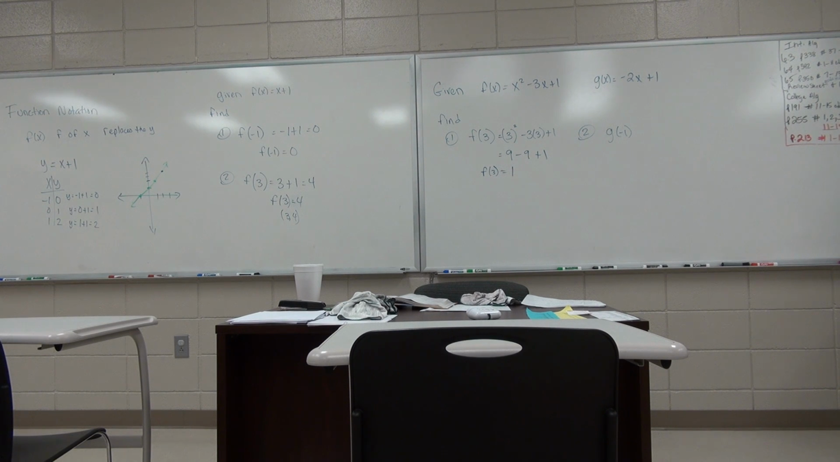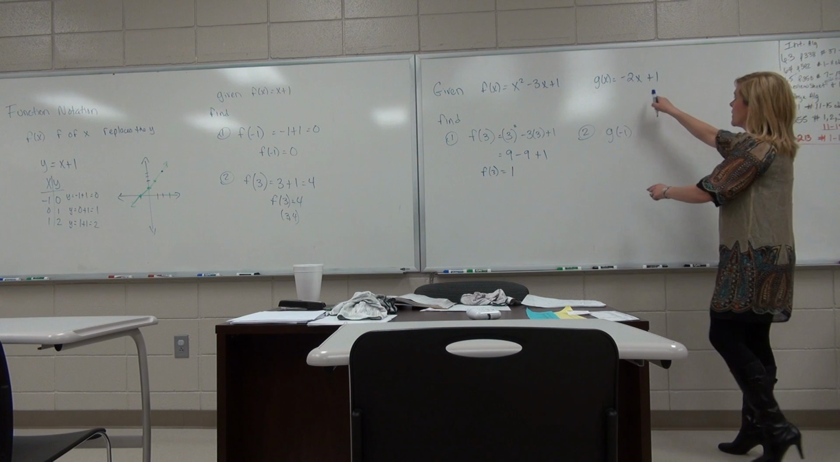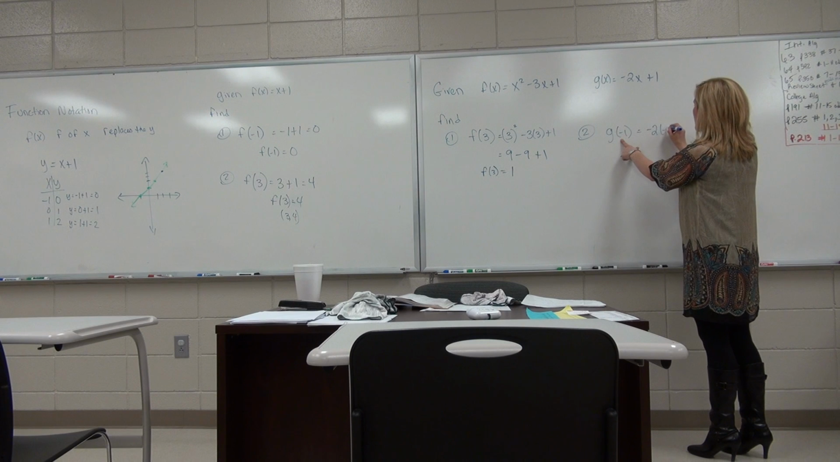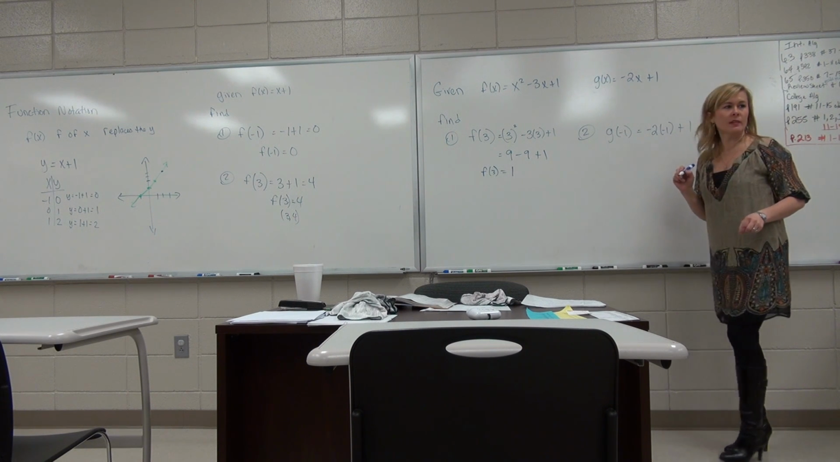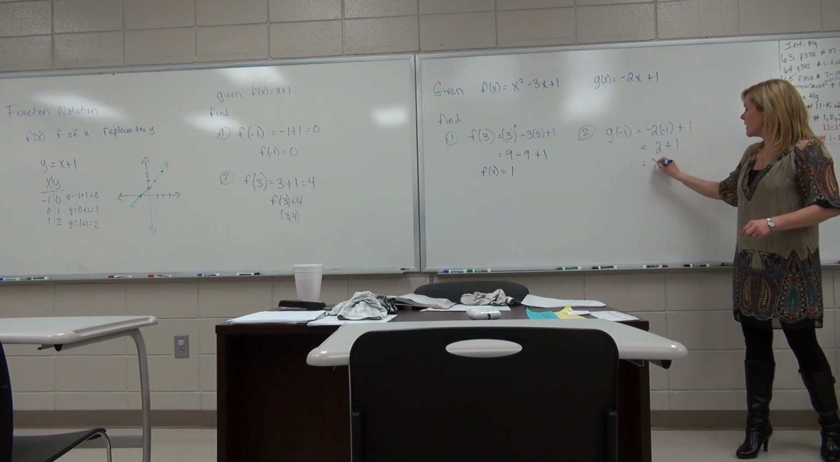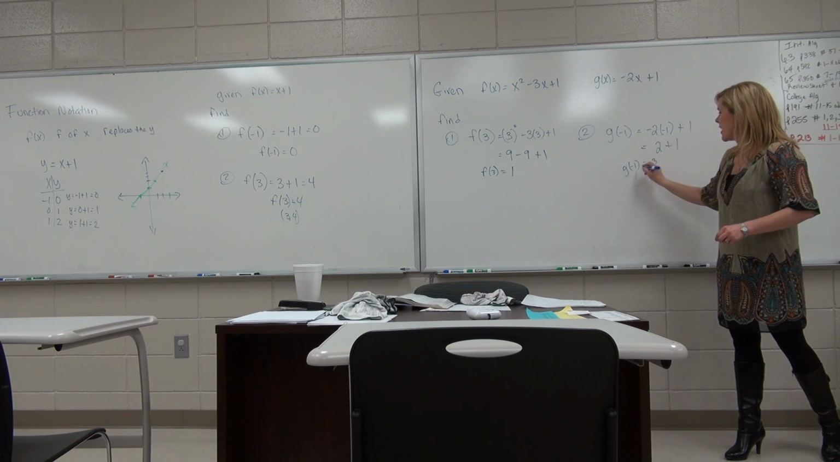Alright, we go there. Find g of negative 1. That means go to your g of x function. Where there's an x, put a negative 1. So that's going to be negative 2 times negative 1 plus 1. Well, negative 2 times negative 1 would be positive 2 plus 1 gives you 3. So that means that g of negative 1 equals 3.